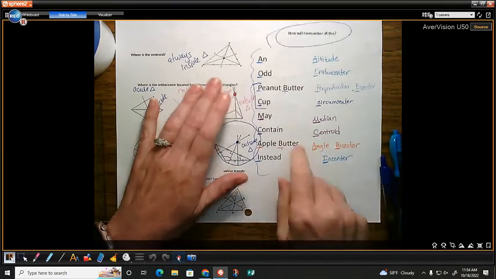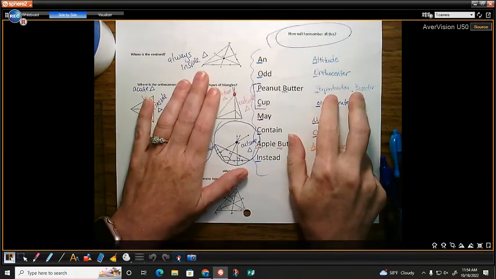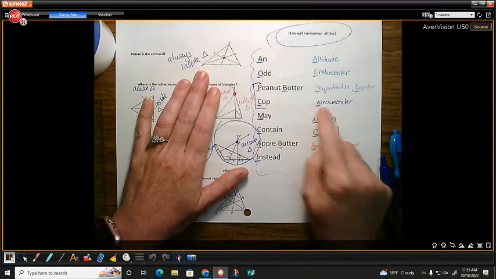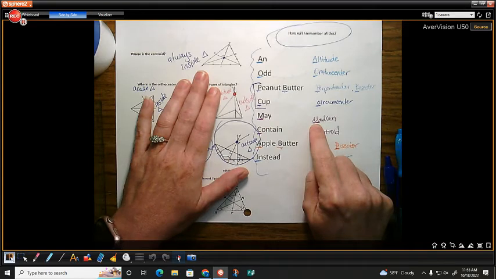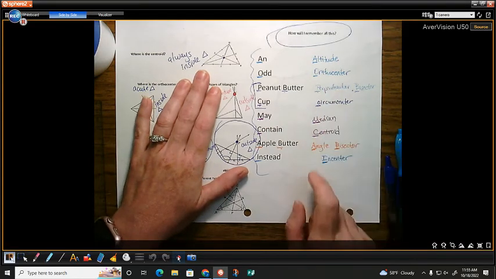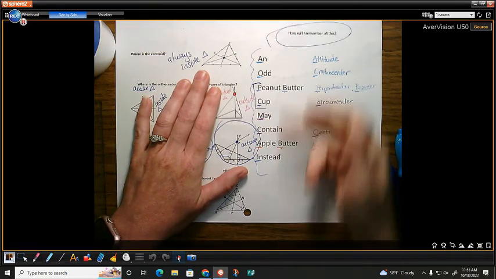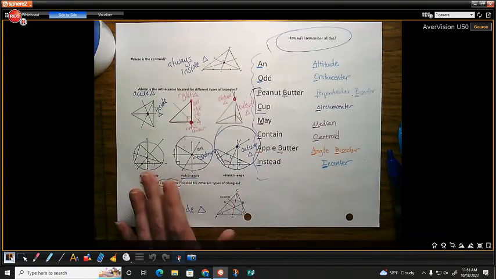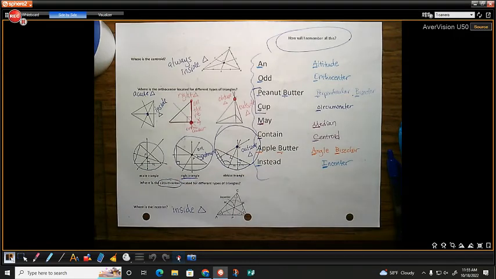And notice perpendicular bisector is really long, isn't it? So its C word is circumcenter. The median is a short word, so its C word is also short. So circumcenter goes with perpendicular bisector, centroid goes with median. Do you have to use this to remember it all? Not at all, but we thought we'd give it to you in case you wanted to use it to help yourself remember all the things.